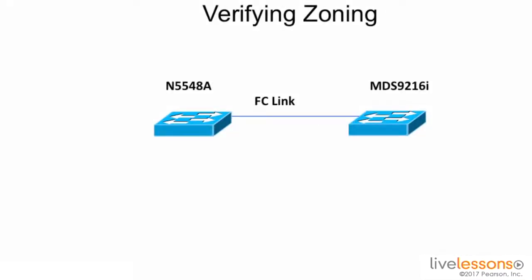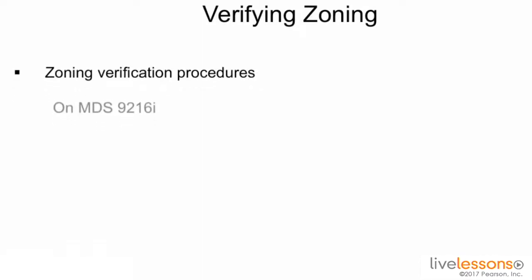In this lesson, we still have our 5548 that is linked via a Fibre Channel link to an MDS 9216, and they're participating in some services together with different VSANs that they're sharing between each other over that E port, or expansion port, on that link. With this lesson, we're going to verify our zoning on our MDS 9216.